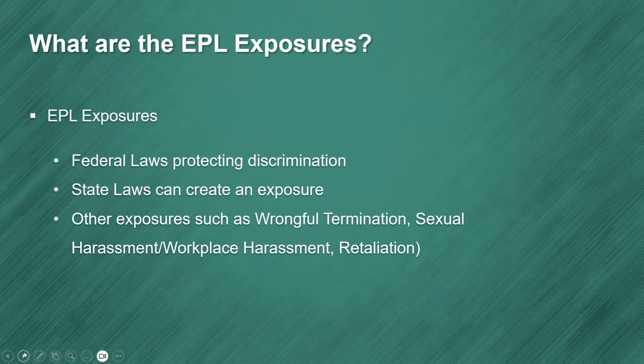Okay, and now we're going to talk about the exposures. Basically, there are federal laws such as the FLSA and the FMLA and Title 7 of the Civil Rights Act of 1964, and they were created as protected classes, and again, protect against discrimination because of race, color, religion, sex, national origin, pregnancy, hiring and firing, compensation, and any term or condition of employment.